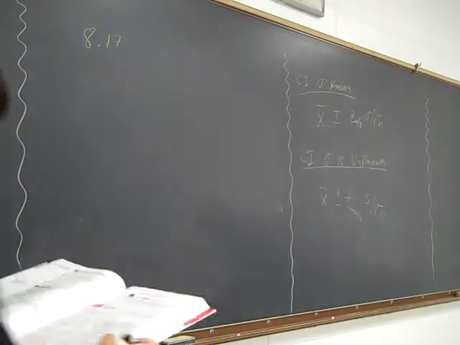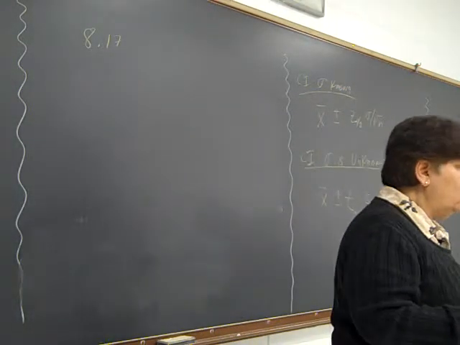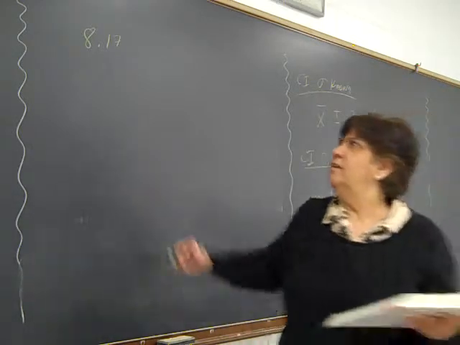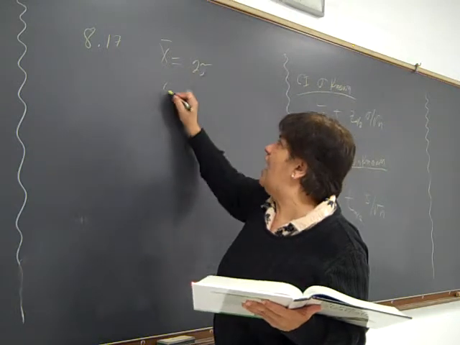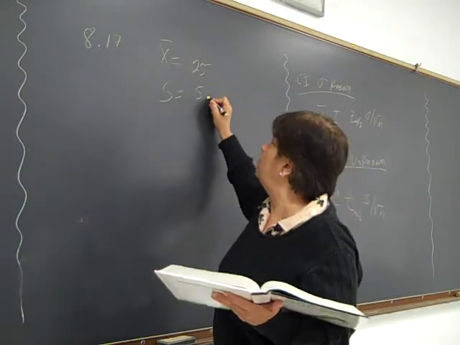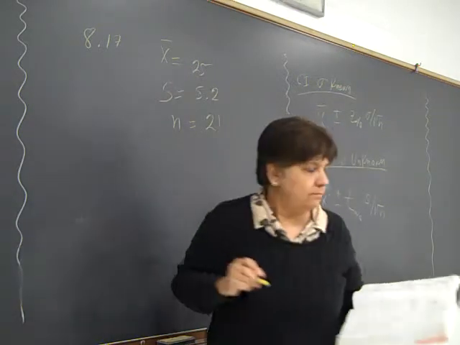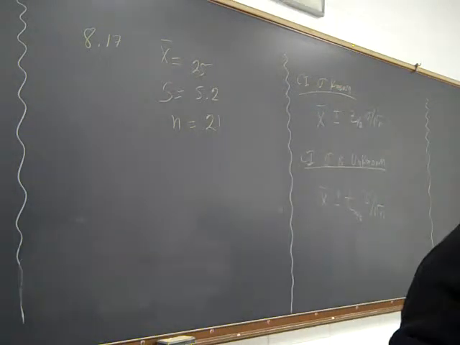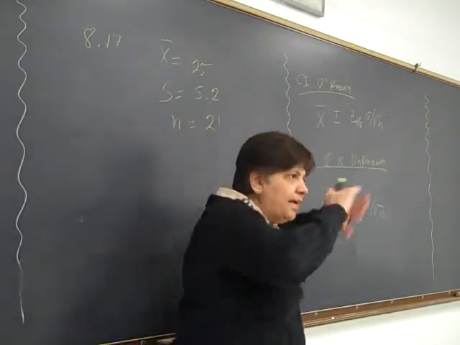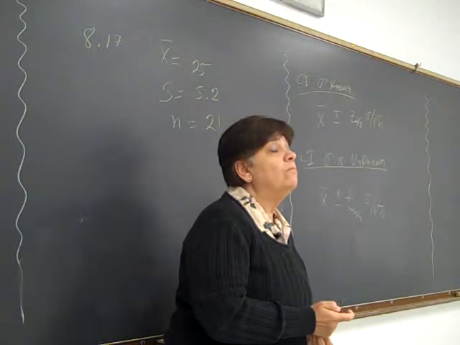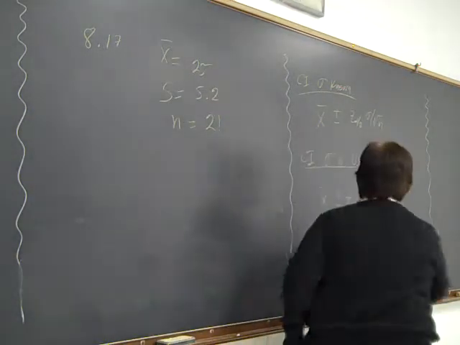Construct a 90% confidence interval to estimate the population mean using the following data. X bar is equal to 25, S is equal to 5.2, and n is equal to 21. Then use the formula, that's it. How many degrees of freedom? We're going to use t.